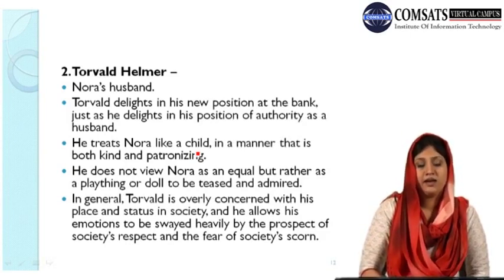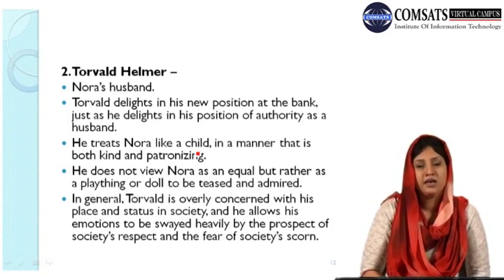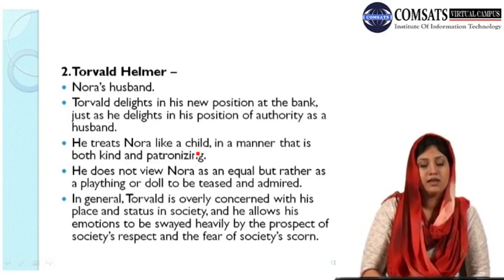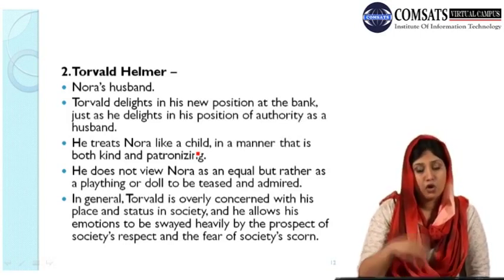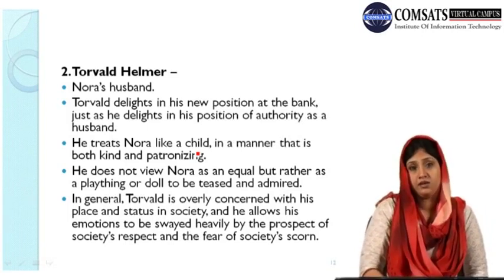He thinks that Nora is a kind of doll-like figure whom he can tease anytime, play with anytime, admire anytime, love anytime, and be angry with anytime as well. In general, Torvald is overly concerned with his place and status in society.